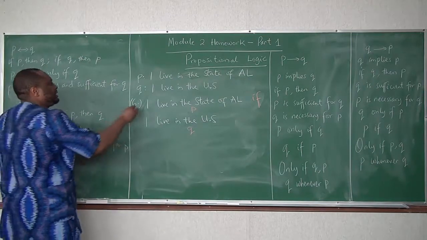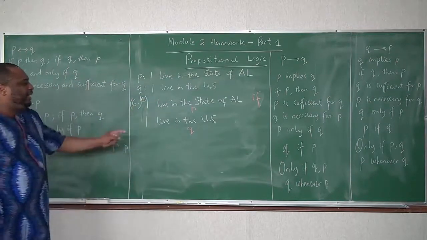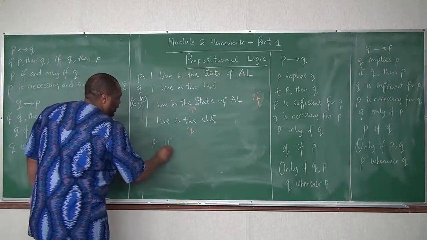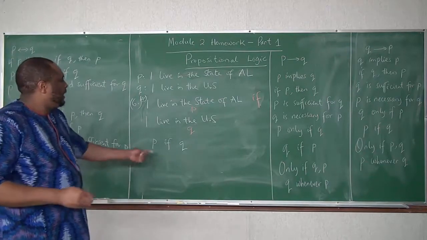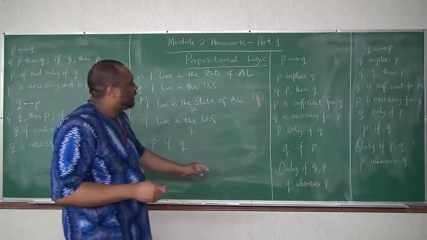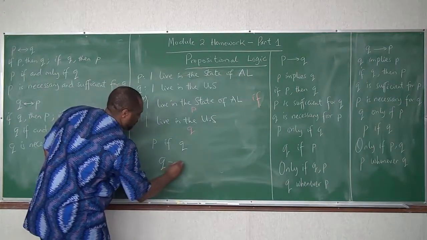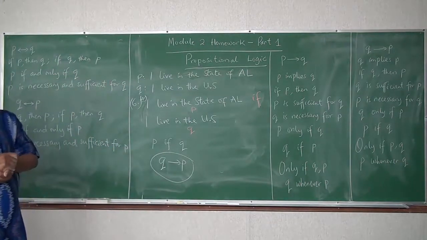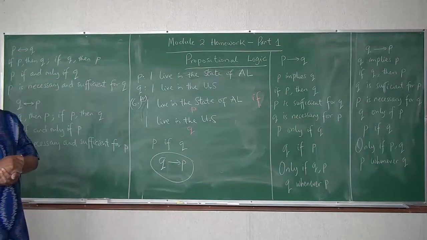P if Q. This is the A part. So we're looking at P if Q, and they want you to write the symbolic logic. So you look here, P if Q is Q arrow P. So the answer is what? Q arrow P. That's it. See that? Q arrow P.